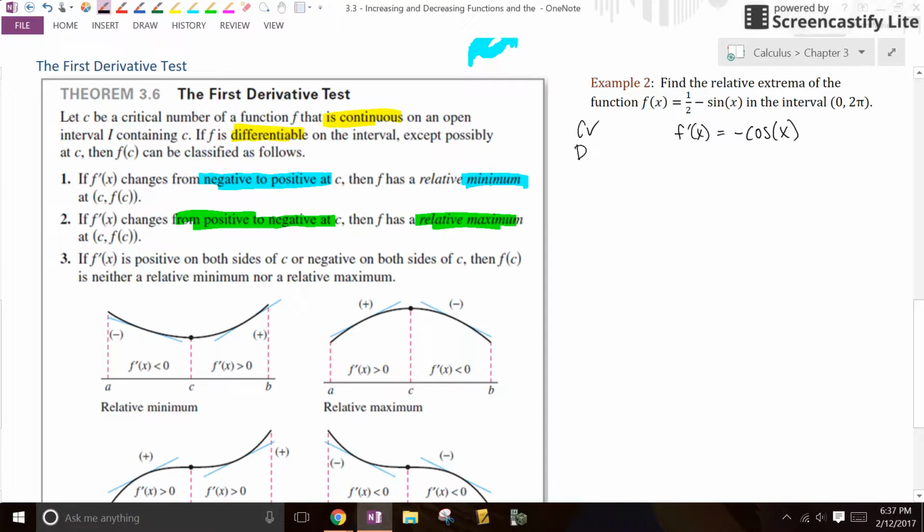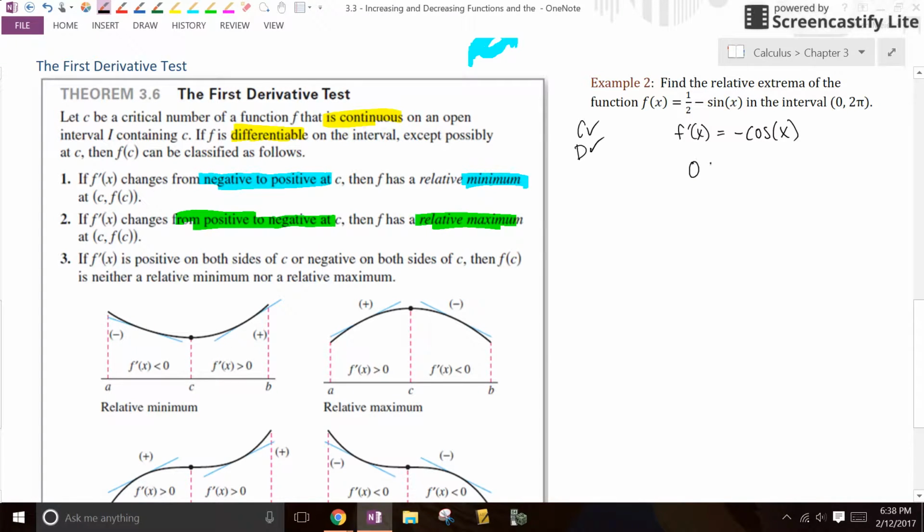So boom, there is my derivative. Now, does the derivative of cosine ever give me something that is undefined? No, right? It's a nice smooth graph. So I know it is differentiable there, and I'm good for differentiability. Now, what about when the derivative is 0, right?